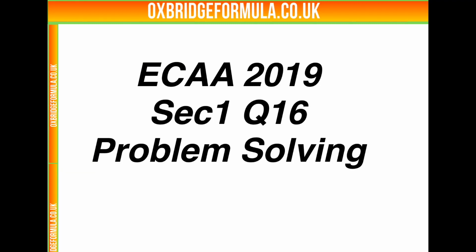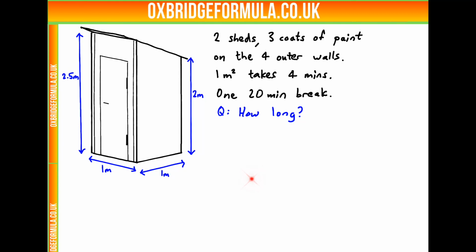This is question 16 on problem solving from section 1 of the 2019 ECAA. So we're given a diagram of a garden shed and we're given some of its dimensions. We're told that someone has two of these sheds that are identical and they want to give them 3 coats of paint on each of the 4 outer walls, including this door.